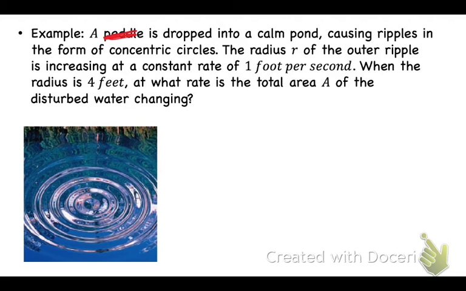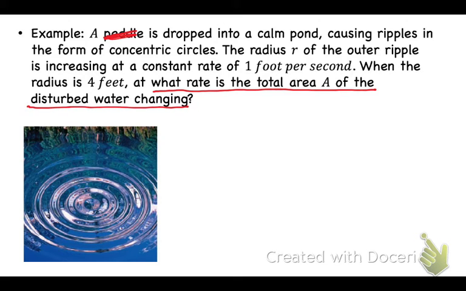There's a picture. The radius r of the outer ripple is increasing at a constant rate of 1 foot per second when the radius is 4 feet. At what rate is the total area of the disturbed water changing? At what rate?